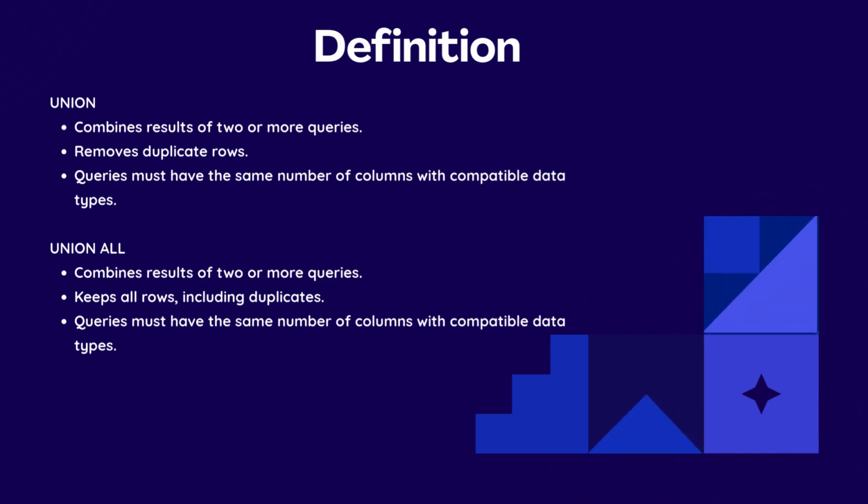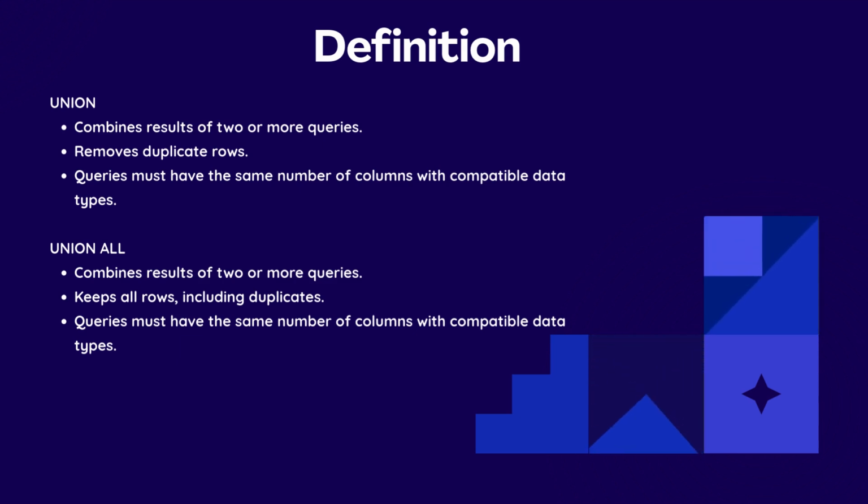The union operator combines results and removes duplicates. That means if the same row appears in both queries, it will only appear once in the final output. On the other hand, union all combines results as they are, without removing duplicates. So if the same row appears in both queries, you'll see it multiple times in the final output.